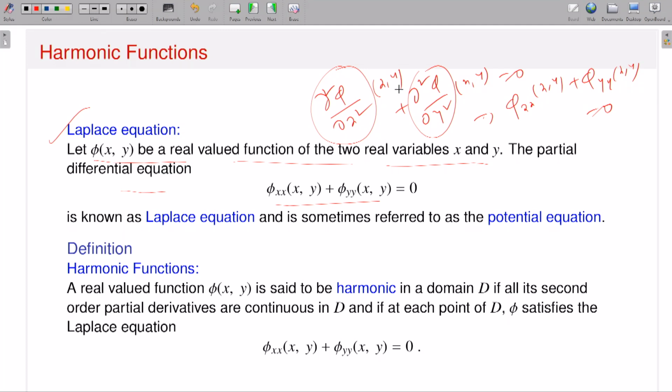is equal to 0, or phi_xx(x, y) plus phi_yy(x, y) is 0, then this differential equation is known as the Laplace equation. Sometimes it is also known as the potential equation. Now, what is the definition of harmonic functions?